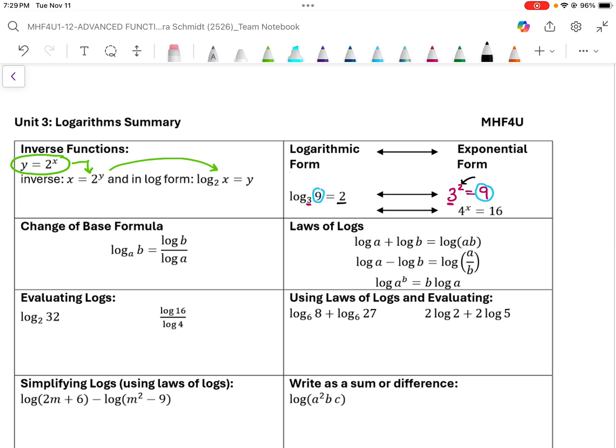And we can also go backwards. So if we have 4 to the power of x equals 16, we could rewrite that in log form as log base 4 of 16 equal to x. So that's how you can go back and forth between log and exponential, and you definitely want to know that.